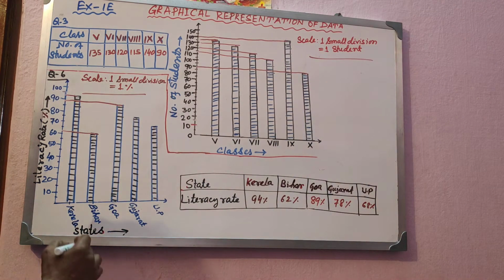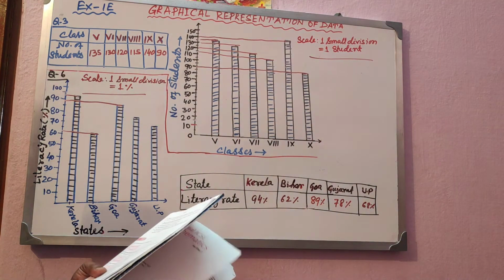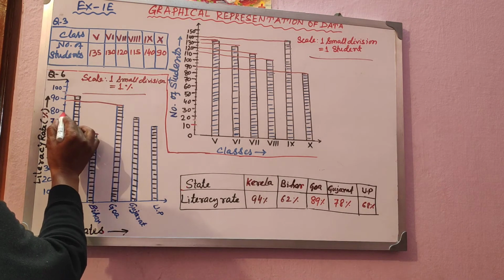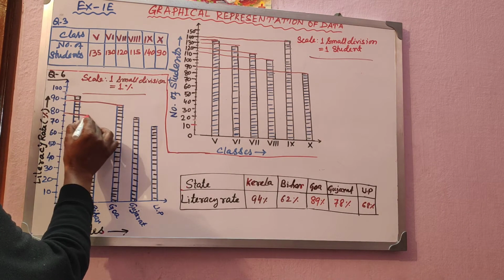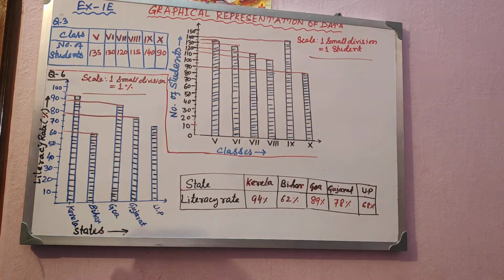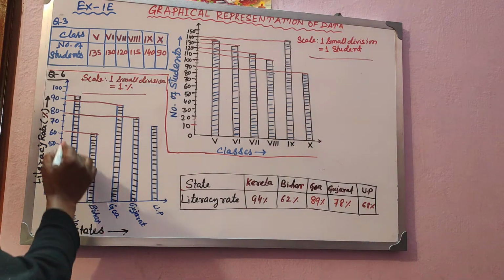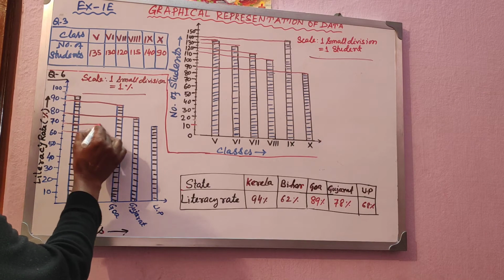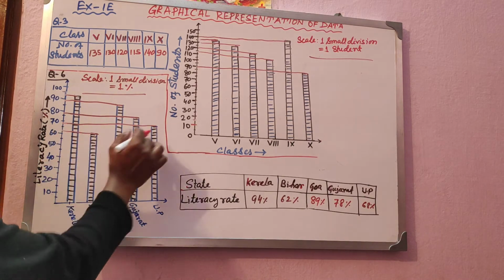Goa 89%. You have done it. Gujarat is 78%. So after 70, before 80, two divisions, somewhere here it will be. So it will go like that. And UP is 68%. After 65, three divisions. So two divisions leaving there, and you will find 68.